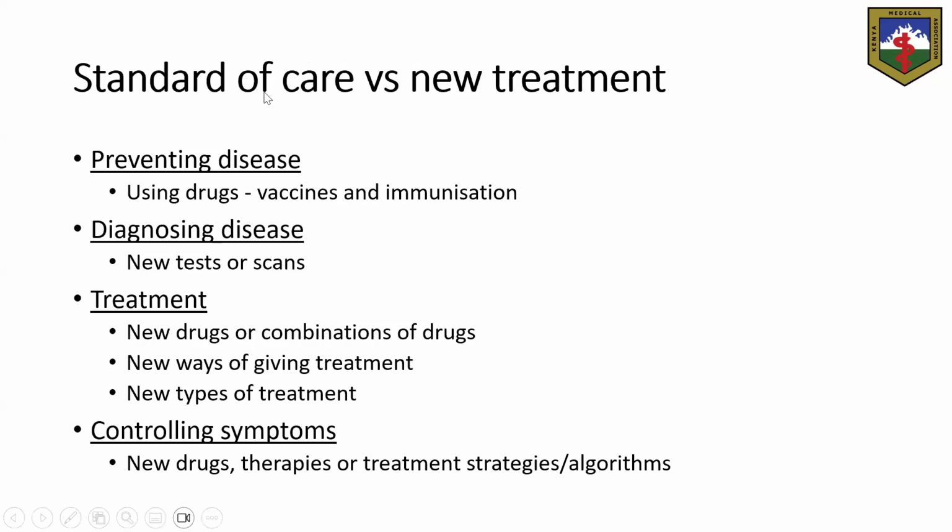When you talk about standard of care versus a new treatment, there are four main domains that we generally want to look at. The first one is prevention, the second one is diagnosis, the third one is treatment, and the fourth one is palliation.